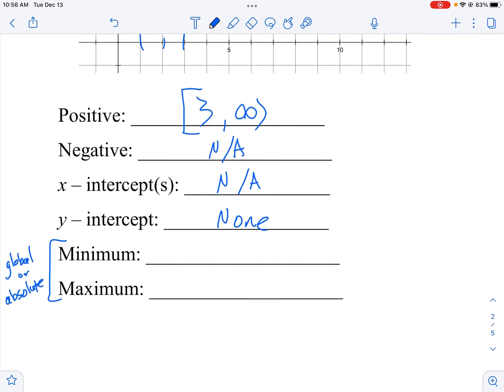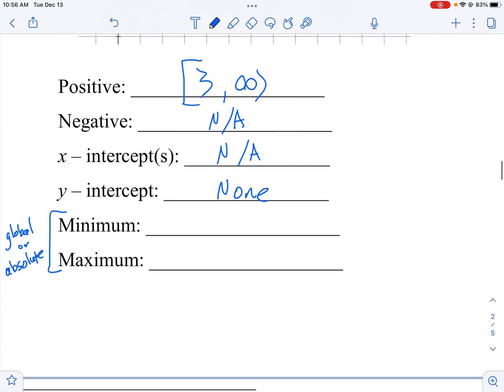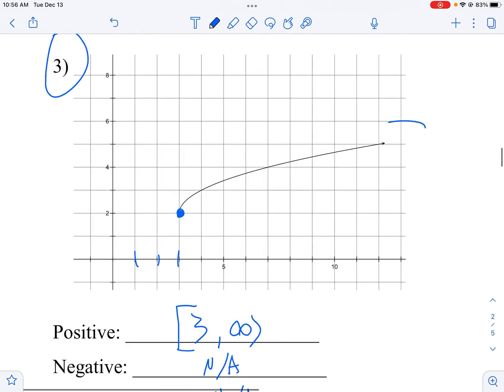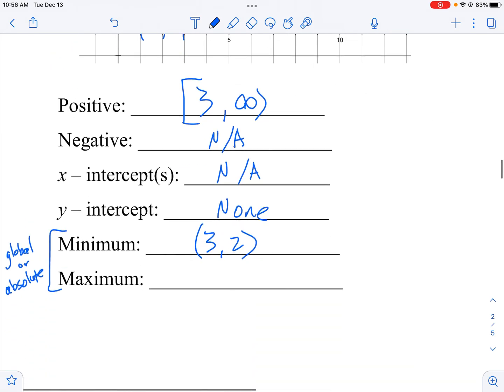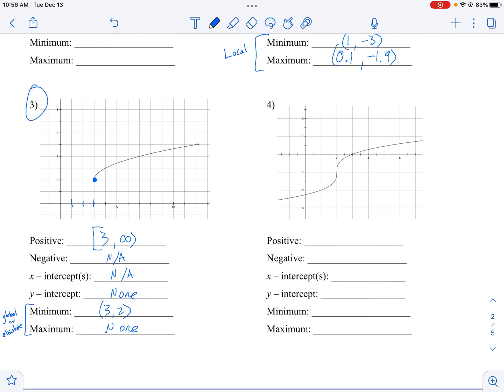And now it's time for our minimum and maximum. This one is a global or absolute one, and it's this point here. This is the lowest point for the entire function, and so we're going to write that point. It is a global minimum, and that point is at 3, 2. This function does continue to go up and right forever, so it does not have a maximum, and you can put none or NA on that. So there you go, that's what's going on with positive, negative, intercepts, and maximums and minimums.